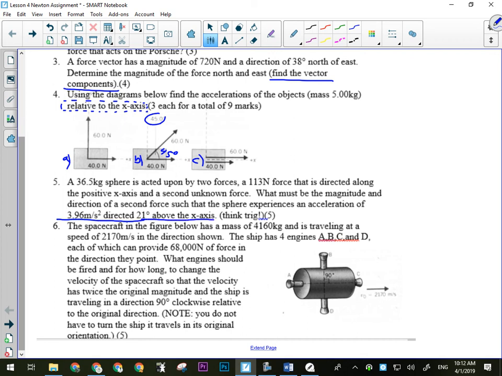So it's giving you its overall acceleration and you know its mass. There's something you can find with those 2 numbers that might help you to find the missing force. So it's kind of a vector question, but it's kind of a backwards vector question.